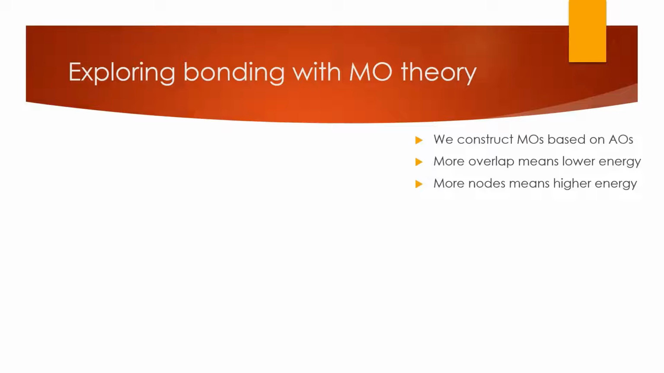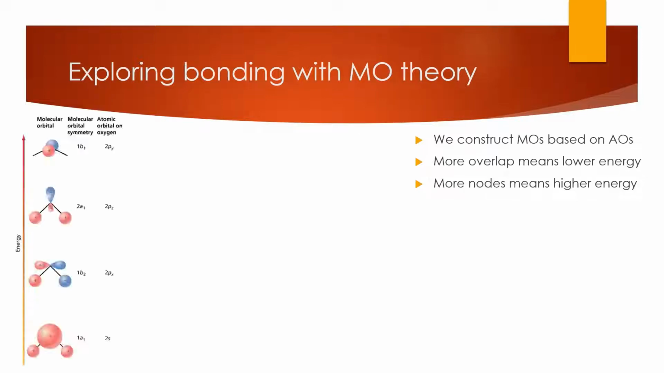And we're going to see the same sorts of things that we have always seen when we're talking about molecular orbital theory. If we have an orbital with more overlap, that is going to mean lower energy. So more overlap means lower energy, of course assuming that it's the same sign. And then the more nodes we have, the higher the energy is. And so again, this is the same sorts of thing that we've always seen for molecular orbitals.